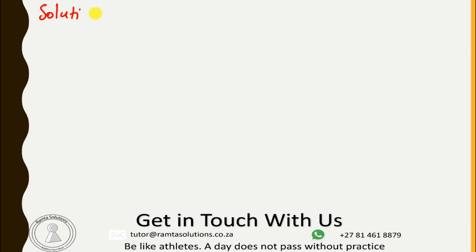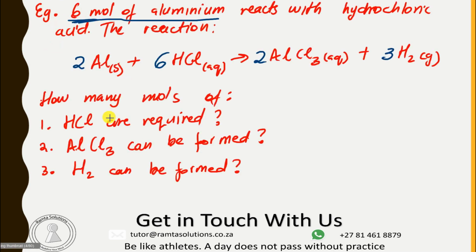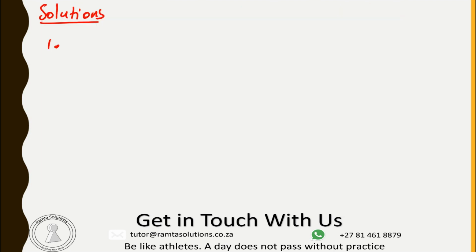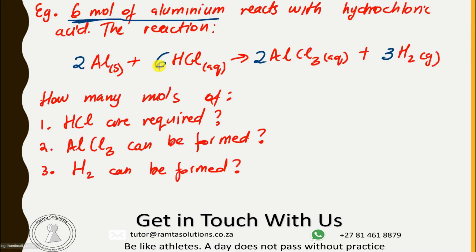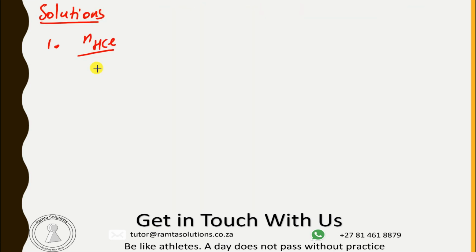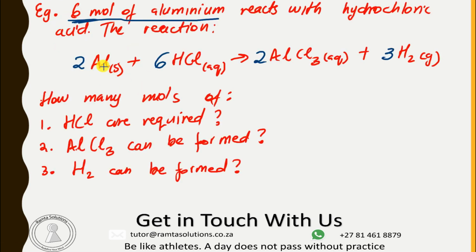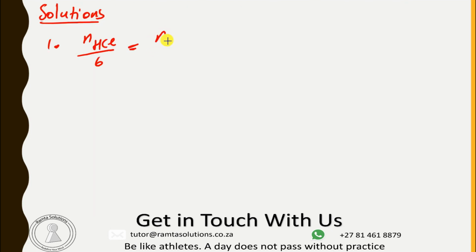Number 1, they said we must find the number of moles of hydrochloric acid that are required. So what you need to know is this: the number of moles of hydrochloric acid over its coefficient, which is 6, is equal to the number of moles of aluminium over its coefficient, 2.